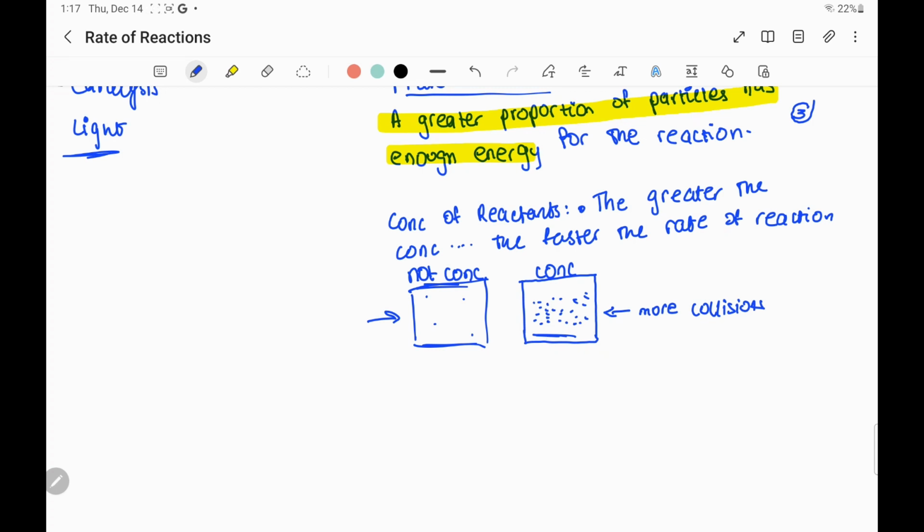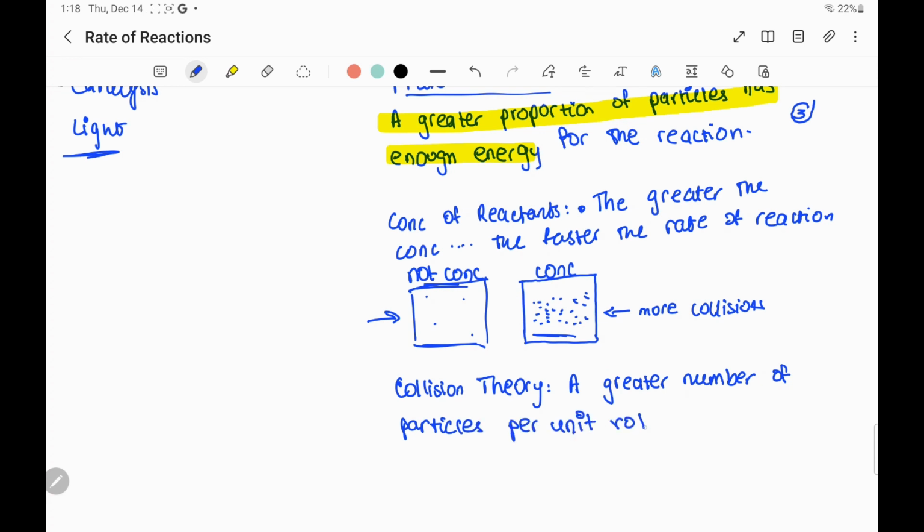So when they ask you how an increased concentration causes an increase in the rate of reaction, this is your collision theory explanation. A greater number of particles per unit volume. So for each unit of volume, there is a greater number of particles. And because of that, particles collide more often.